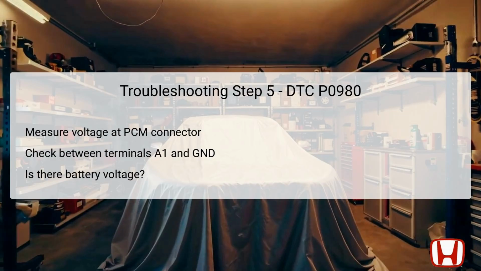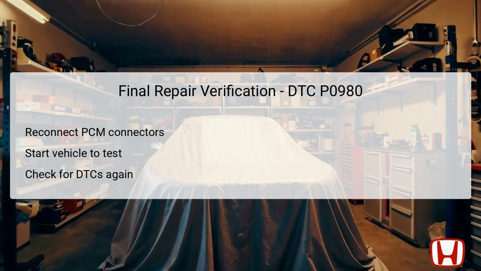Upon completing all repair actions associated with DTC P0980, final verification is crucial to confirm that the issues have been resolved. The first step in this verification is to properly reconnect the PCM connectors that were previously disconnected. Following the reconnection, the technician will start the vehicle and allow it to run for a few moments. This process will help the system reset, allowing for accurate evaluation of the functionality of the transmission once more.